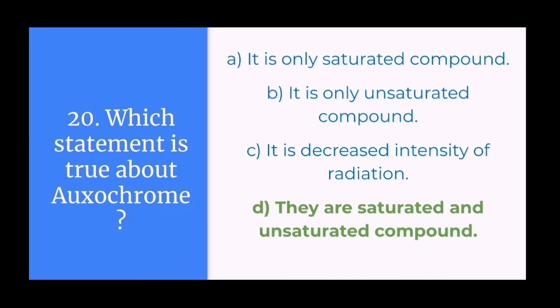Next is, which statement is true about Auxochrome? A. It is only saturated compound, B. It is only unsaturated compound, C. It is decreased intensity of radiation, D. They are saturated and unsaturated compound. The correct answer is D. They are saturated and unsaturated compound.